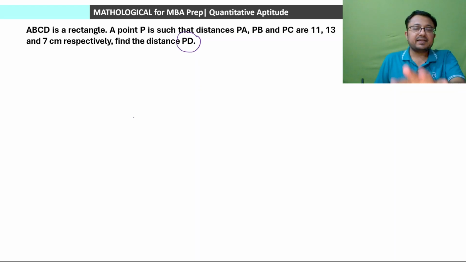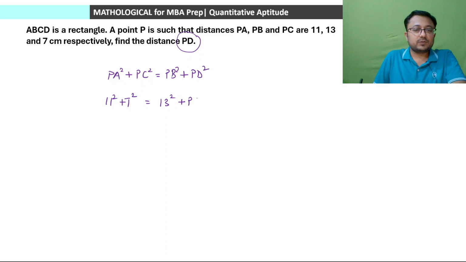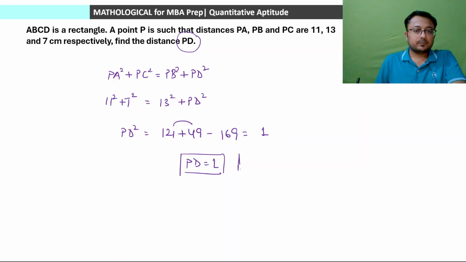Since ABCD is a rectangle and P is the point, PA square plus PC square will be equal to PB square plus PD square. So 11 square plus 7 square will be equal to 13 square plus PD square. So PD square will be equal to 11 square, which is 121, plus 7 square, 49, minus 13 square, which is 169. So this is 170 minus 169, which is equal to 1, and hence PD will be equal to 1. The distance PD will be equal to 1.